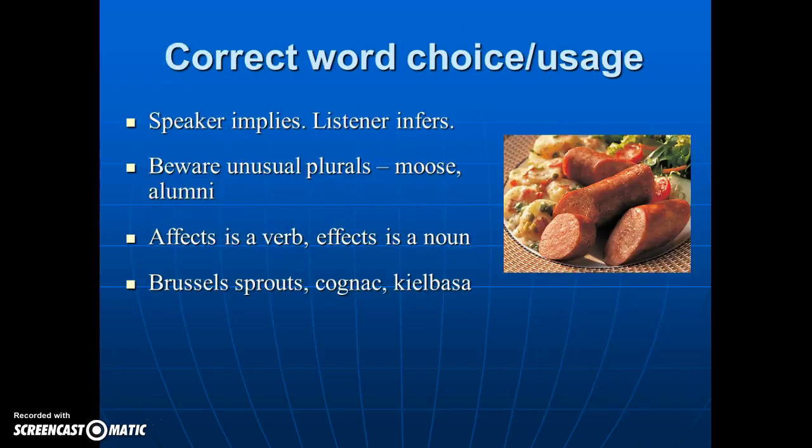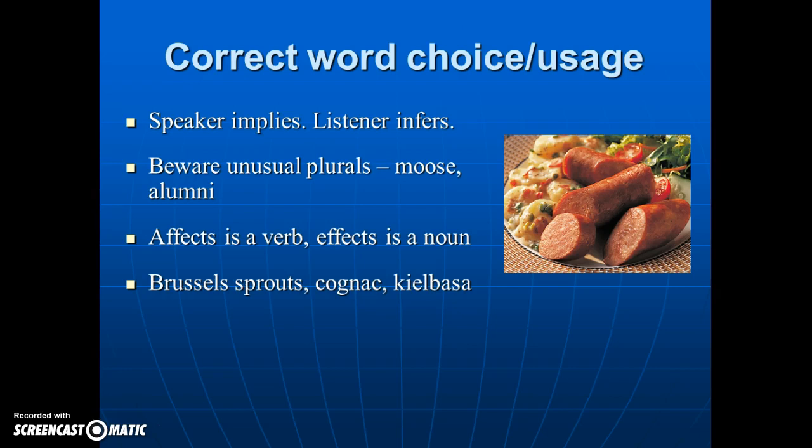Finally here, correct word choice and usage. Just common incidents that come up. The speaker implies, the listener infers. If you give a speech, if you're saying something to someone, you're making an implication, you're implying. If you're the listener, then you can infer from what they're saying. Also, my advice is beware unusual plurals, moose, alumni, words that don't work with an S at the end, and double check all those. And then other ones, affects, A-F-F-E-C-T-S as a verb, but if you're using it as a noun, it's with an E. Just a grammatical trick.